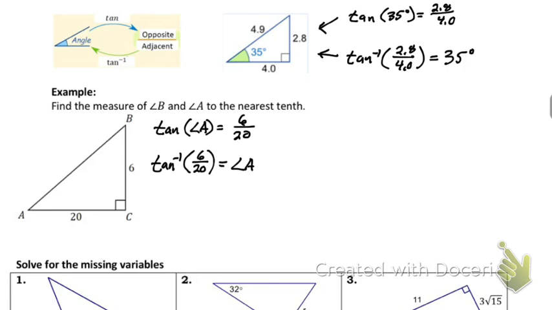Every one of your calculators has a tan inverse button on it. Most of the time, it's pretty much the same button as your tangent button. You usually have to hit the second button on the top left, and you'll be able to use that tan inverse button. Can everyone find that tan inverse button? All right, can we go ahead and hit that tan inverse button and do 6 divided by 20 and see what that results in?